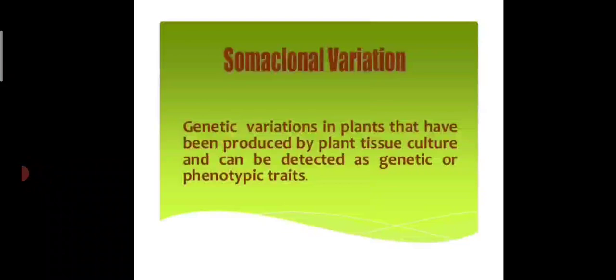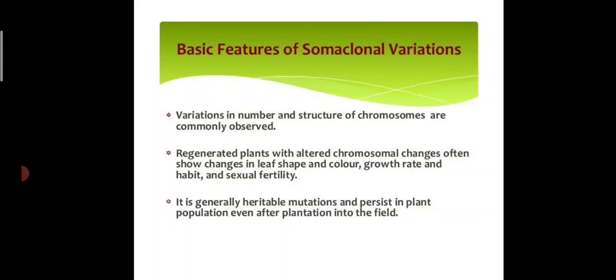Normally we are expecting a clone, the same clone as the explant, right? The plants which will be produced by tissue culture will be the exact copies of the mother plant. But in some cases, because of various conditions, there will be some genetic changes happening in those regenerated plants. So that genetic variation appearing in plants which are produced by tissue culture is known as somaclonal variations. Okay?